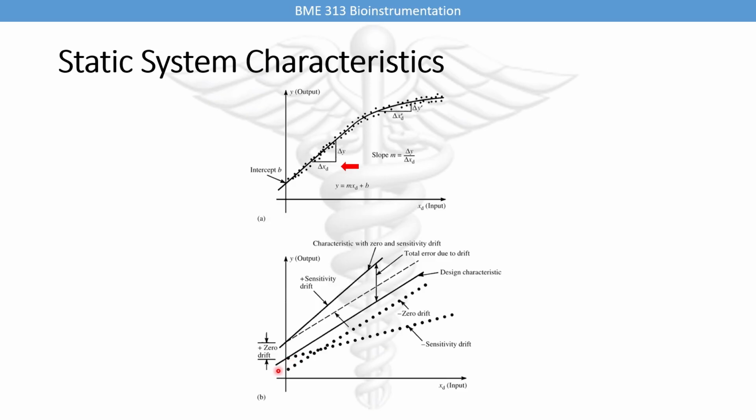In Figure B, both the intercept and the slope change over time. These variations, called drift, represent inconsistencies in the system. Minimizing drift is essential to maintain accurate and reliable measurements.